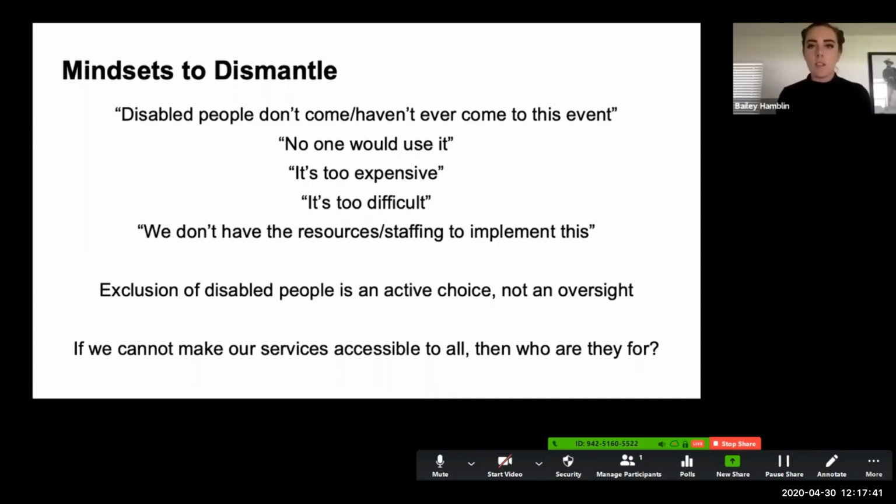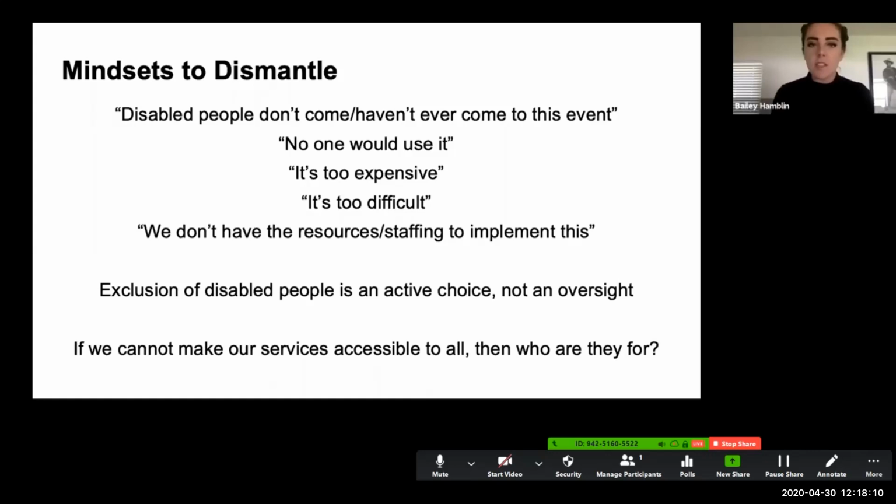accessibility is a lot easier than we think it is. If we can build things into the budget initially, that gets rid of the concept that things are too expensive or that we don't have the staffing for it. The notion that disabled people don't ever come speaks to, well, if things aren't accessible from the beginning, of course disabled people won't come, because we either can't get there, or we can't participate in the mode of interaction that's being done.